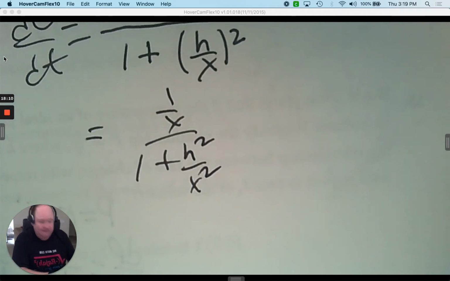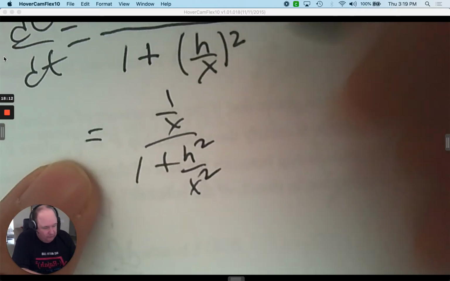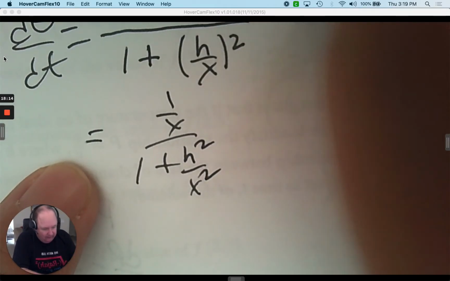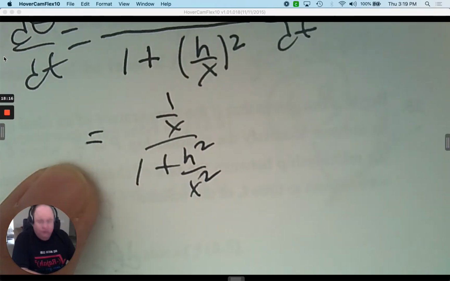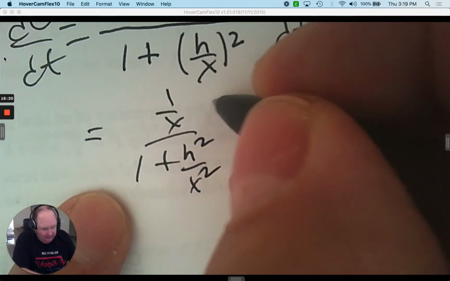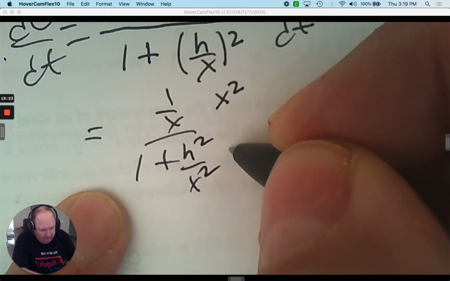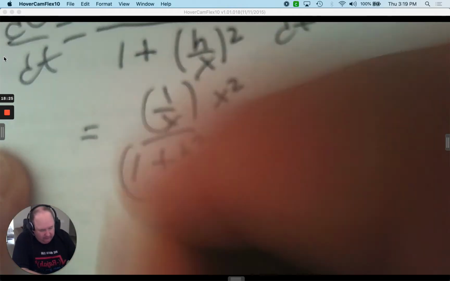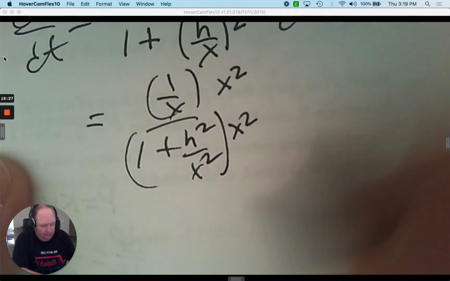Just like that. And again, so I need the hook, right? dH by dt is the hook at the end. Now, how can I make it look like one of the answers that I see? I'm going to multiply top and bottom by x squared. That will undo the fractions.